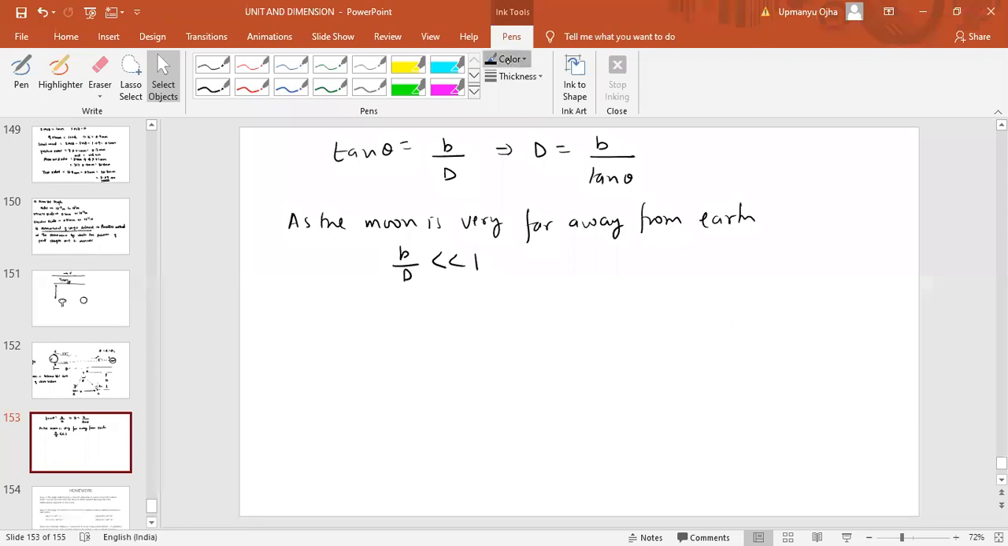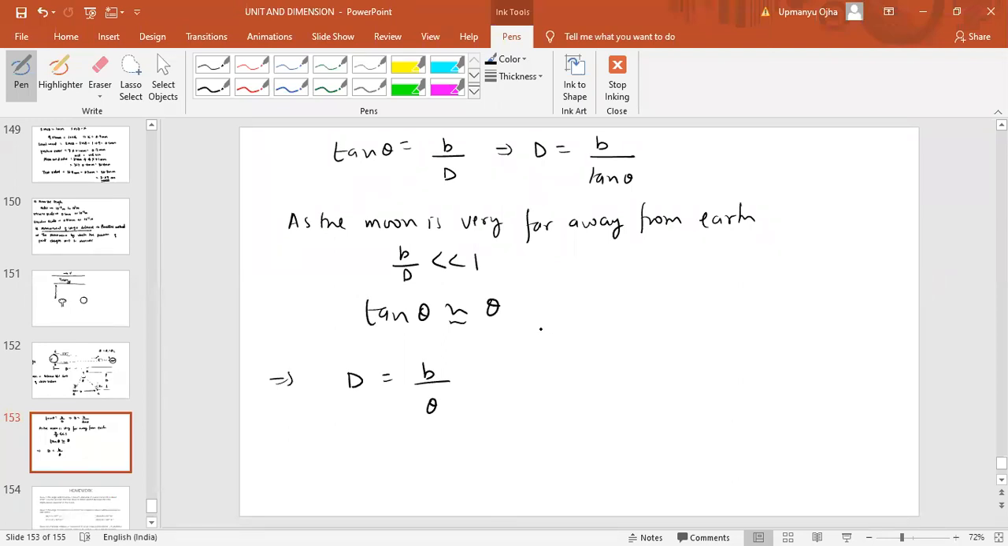If that is the case, then can we write here, what? Tan theta will be approximately equal to theta. So from here, can we get that the distance between the Earth and the Moon is b by theta? Here we are using the small angle approximation.